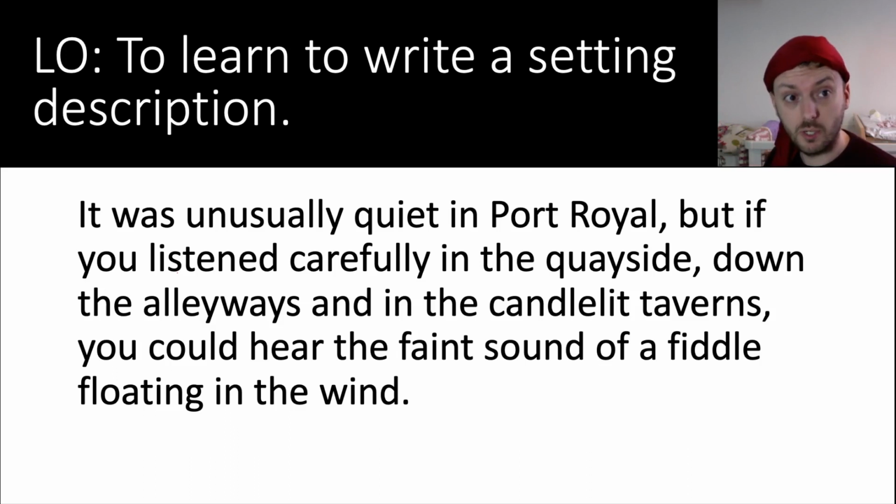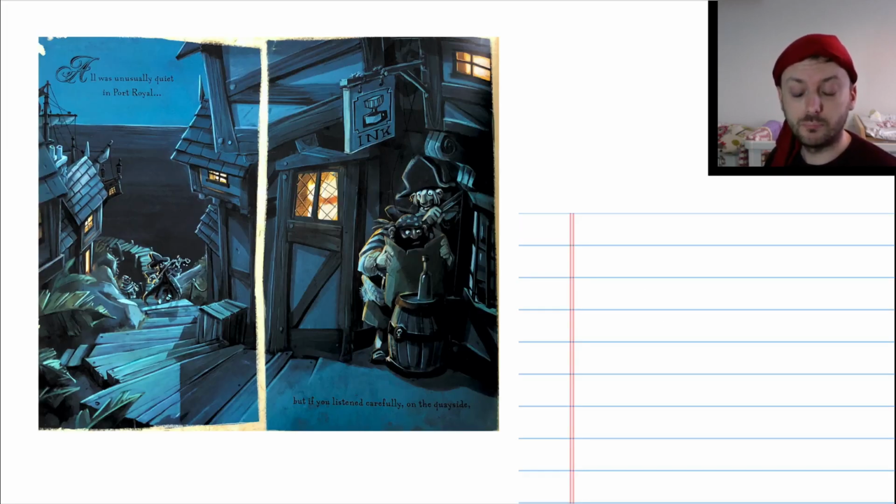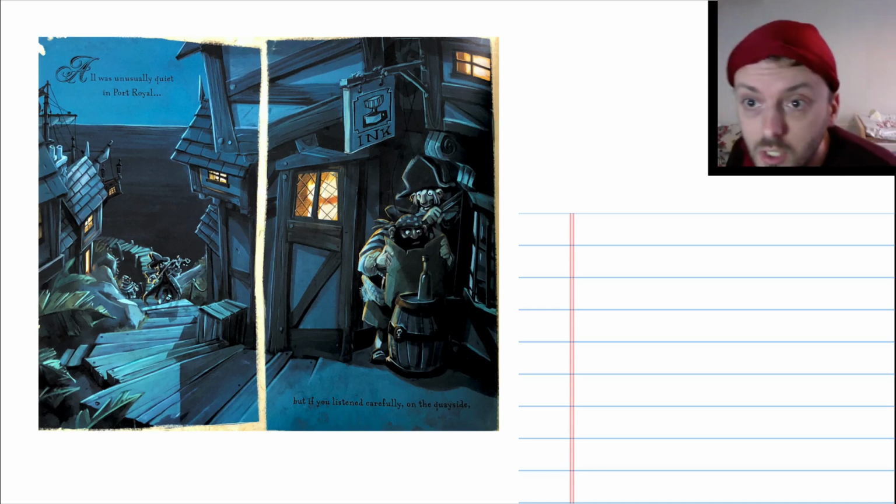So the first part of your job is to look at the pictures and just list the things that can be seen. So here is Port Royal. Now, I'm going to do a few, but I'm sure you can find more things that you can say. Well, what can I see in that picture? Well, in the background, I can see a pirate ship.